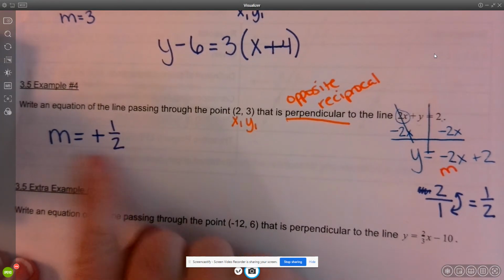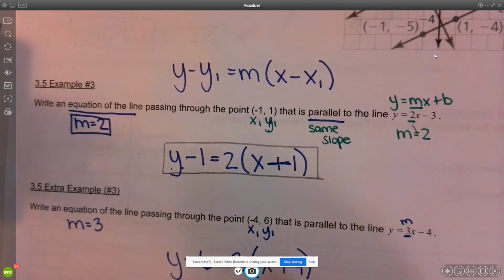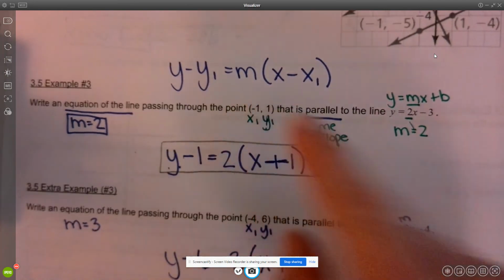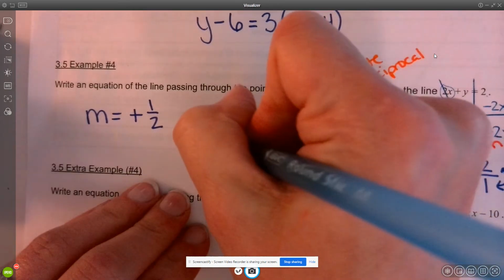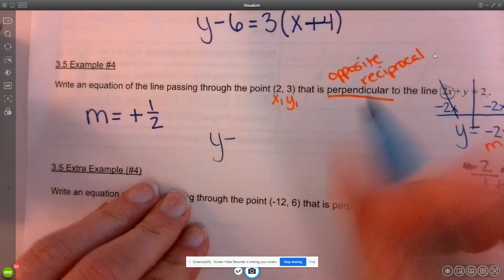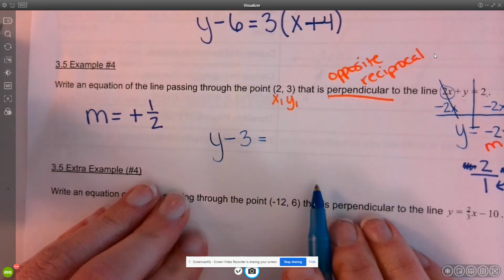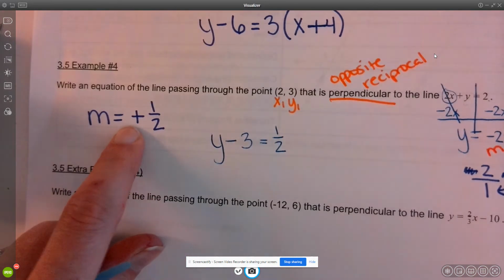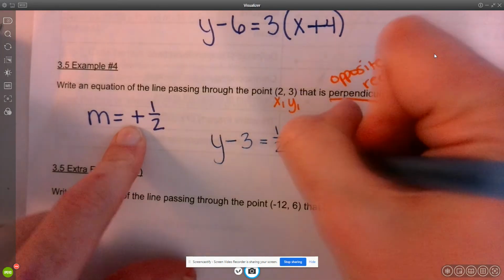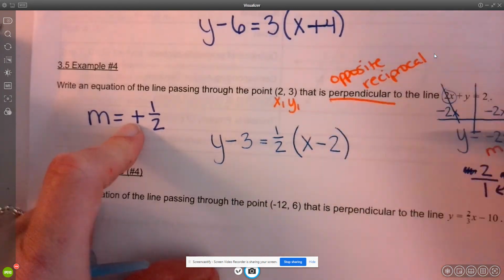I've now figured out what my slope is and what my point is. So I am now ready to use my point slope formula to plug in my values. So the equation of my line is y minus y1, which is 3, equals my slope m, which is positive 1/2. I'm not going to worry about putting the plus sign. Times the quantity x minus x1, x minus 2.